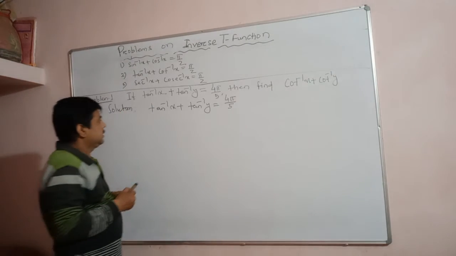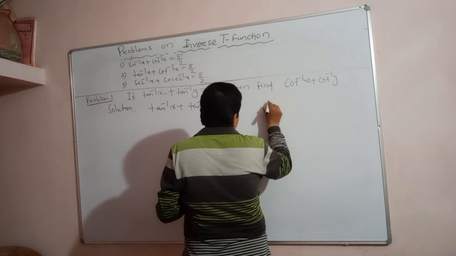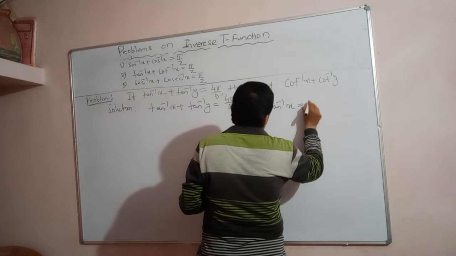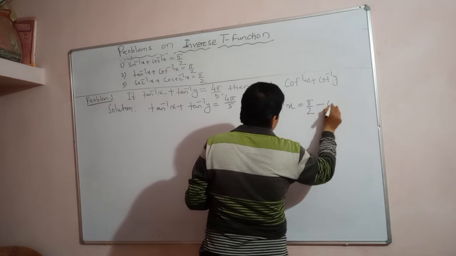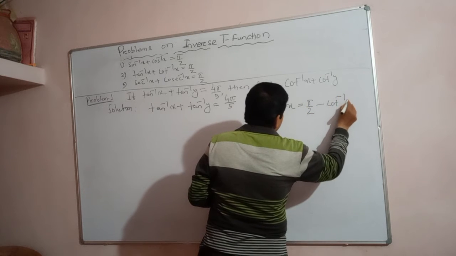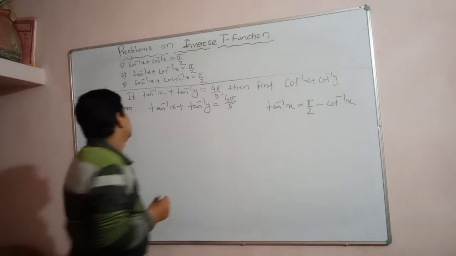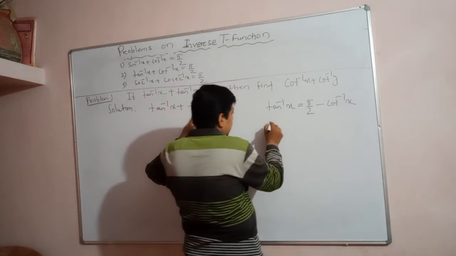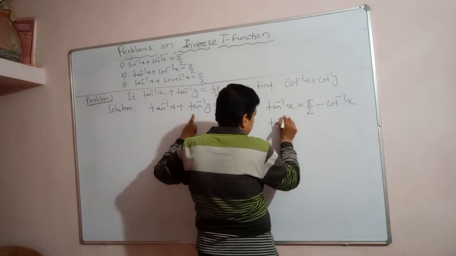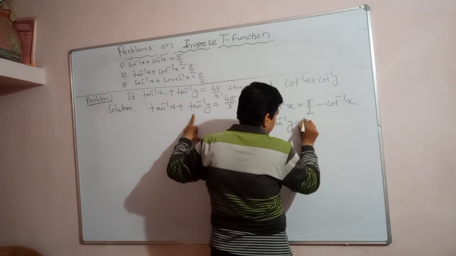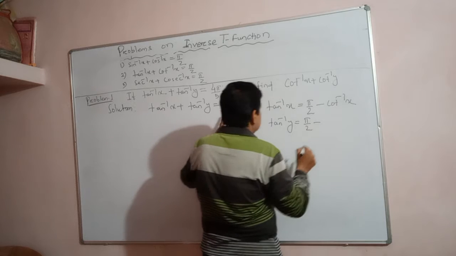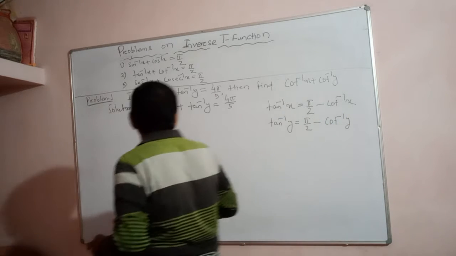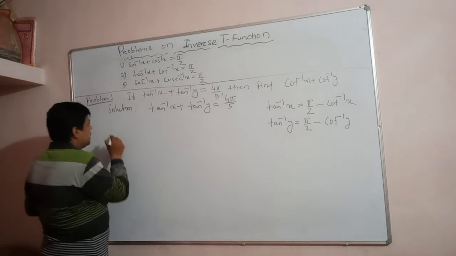So I can write, you see, tan inverse of x is equal to pi by 2 minus cot inverse of x. Can I write or not? Yes or no? And similarly, I can write that tan inverse of y is equal to pi by 2 minus cot inverse of y. Okay? Let us write down.